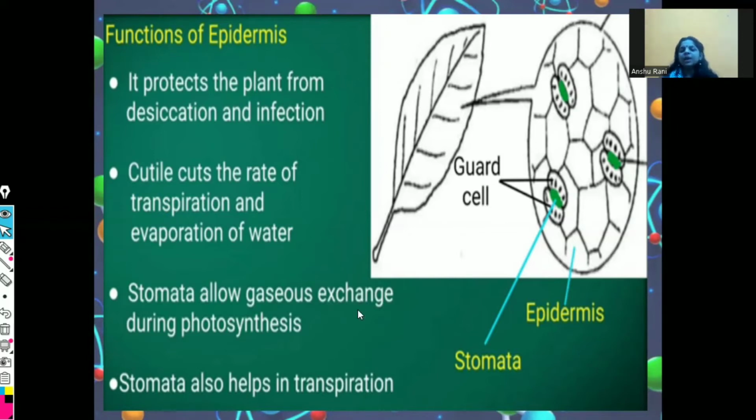स्टोमेटा allows gaseous exchange during photosynthesis. स्टोमेटा में से यहाँ से ऑक्सीजन गैस बाहर जाएगी, कार्बन डाइऑक्साइड अंदर आएगी, फिर ये बंद हो जाएगा. स्टोमेटा जो हैं वो उनके पोर्स गार्ड सेल्स कंट्रोल करके रखते हैं, उनको बंद और खोलने का काम करते हैं. गार्ड सेल्स को ओपन और क्लोज करने में बहुत एनर्जी चाहिए. ठीक है, तो स्टोमेटा हमेशा ओपन नहीं रह सकते, ये बंद हो जाते हैं. Whenever it is required, at that time only it will open.